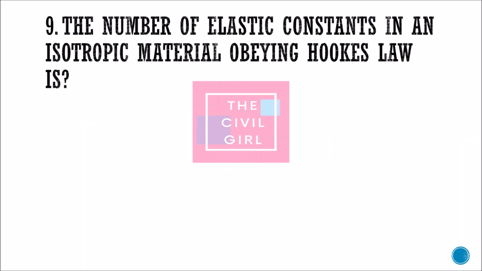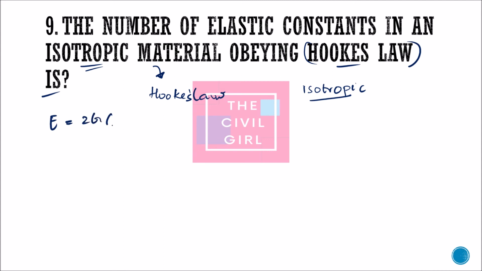Going to the next question: the number of elastic constants in an isotropic material obeying Hooke's law is what? They have given isotropic material. For Hooke's law, we assume that the material is isotropic, so Hooke's law is valid here. They have already told it obeys Hooke's law. E is equal to 2G into (1 plus nu). So we can see that it is dependent on G and nu. So there are two elastic constants. So the answer to the question, for an isotropic material, is 2.